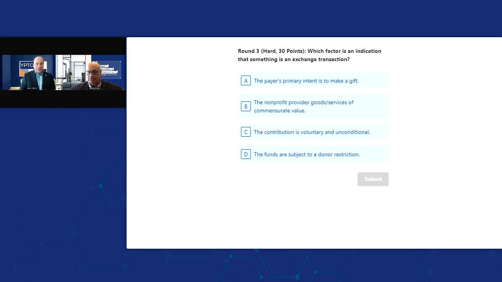Our second hard question is, again, we're at 30 points. Which factor is an indication that something is an exchange transaction? Is it A, the payer's primary intent is to make a gift? Is it B, the nonprofit provides goods and services of commensurate value? Is it C, the contribution is voluntary and unconditional? Or is it D, the funds are subject to donor restrictions? So we're looking for something that lets us know we have an exchange transaction. A lot of potential answers here.